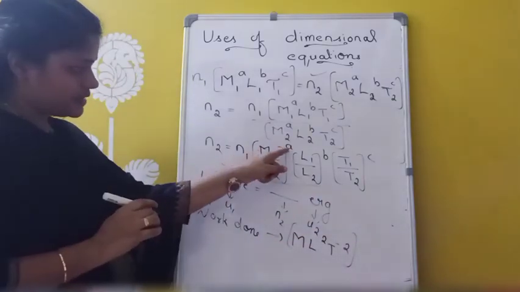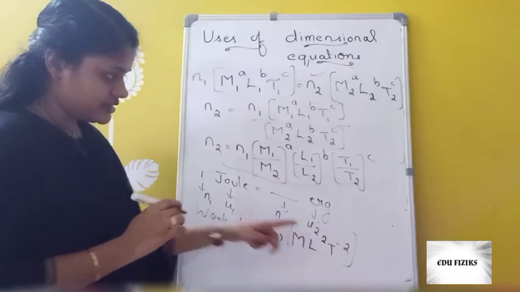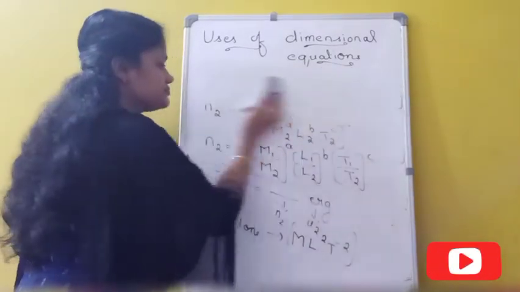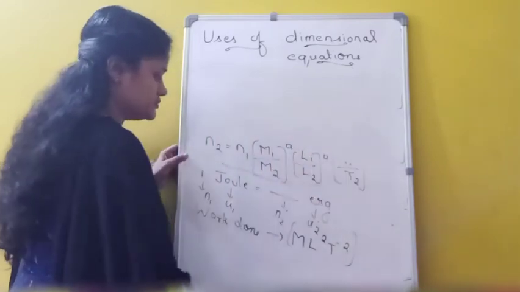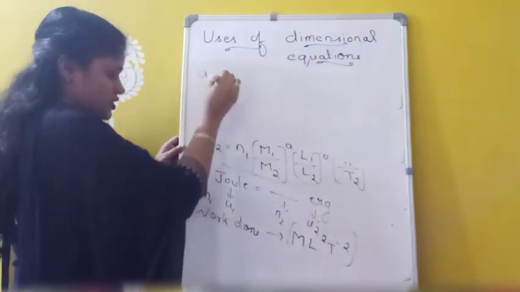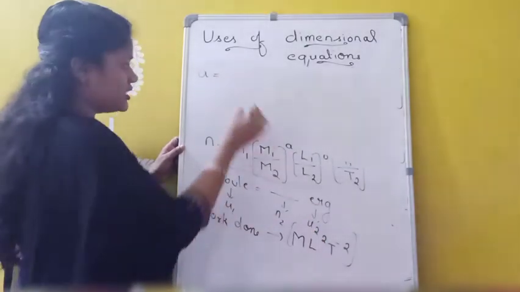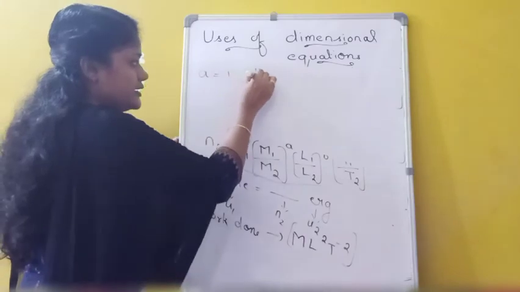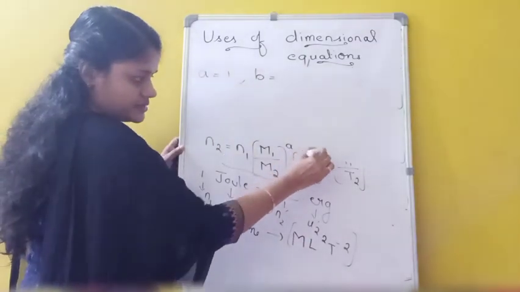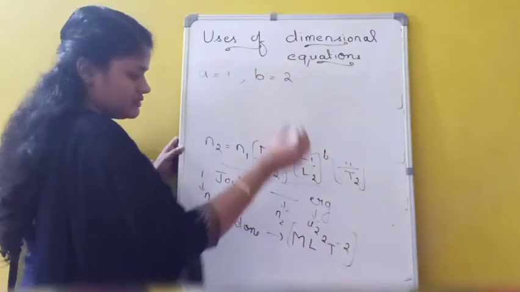That means the power for mass is A. What is the power here? Mass power is A only, so A is equivalent to, what is the power for mass here? 1. M raised to nothing means 1. A equals 1. And B means the power of L is B. That means B is how much here? 2. So B equals 2.